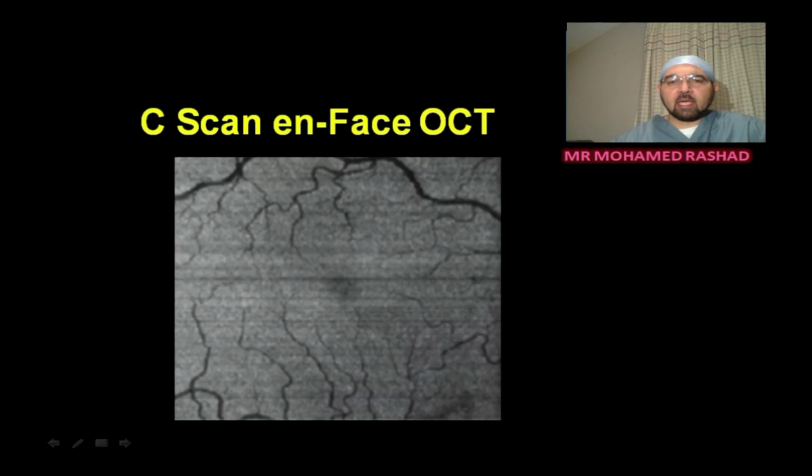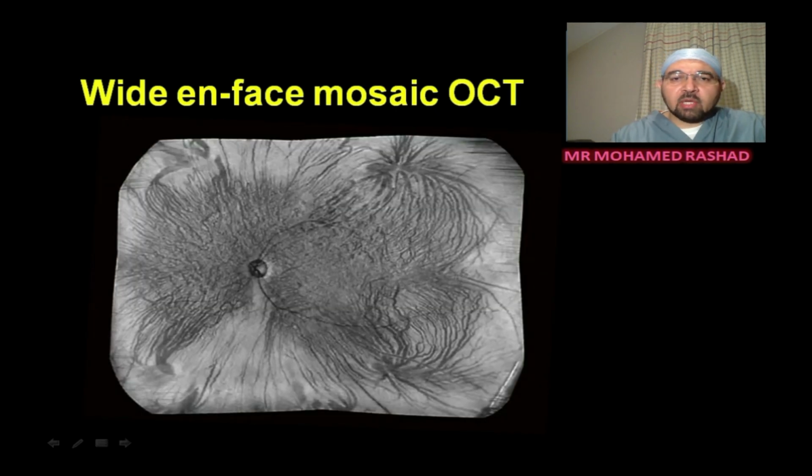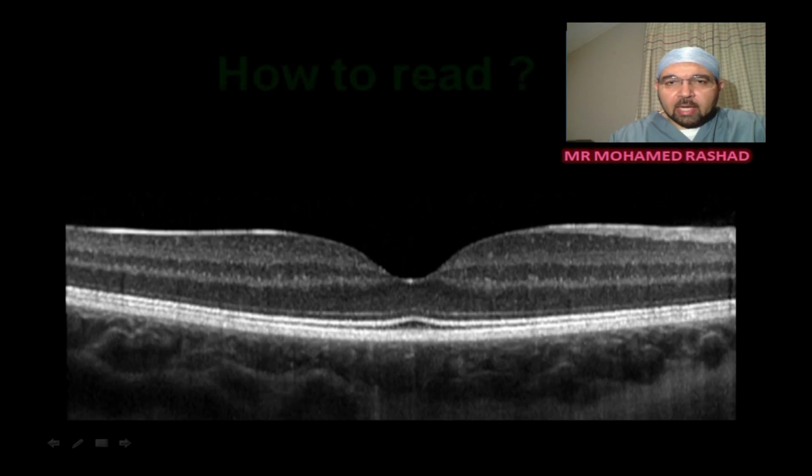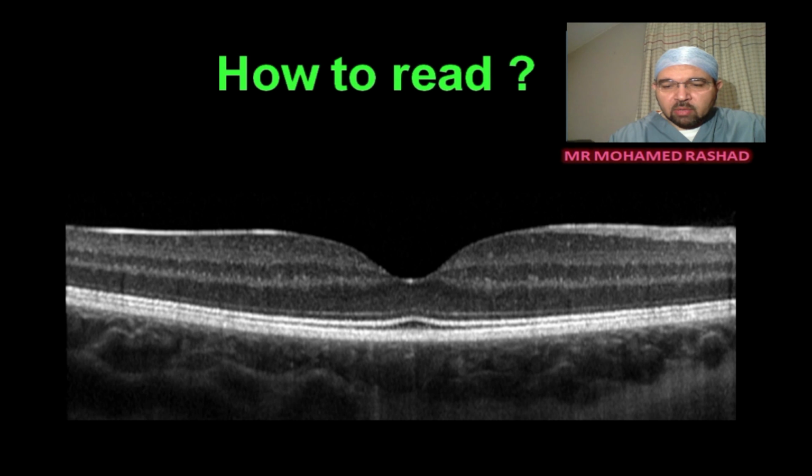And the other image that gives us a coronal section on the surface of the retina, and we can see the blood vessels as well and the different layers, which we call en-face OCT or the C scan. And now we have the wide en-face mosaic OCT. So let us now see how to read the OCT scan if you have a machine in your clinic or if you have it in your exam.